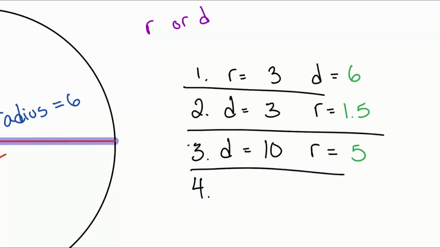Number 4, let's say our radius is 12. What is that diameter going to be? Yeah, diameter is not going to be 6. It's going to be 24, because remember, the radius is the smaller one. Diameter, di meaning 2. The diameter is double the radius. So we have 12 for that radius, double it to get 24.